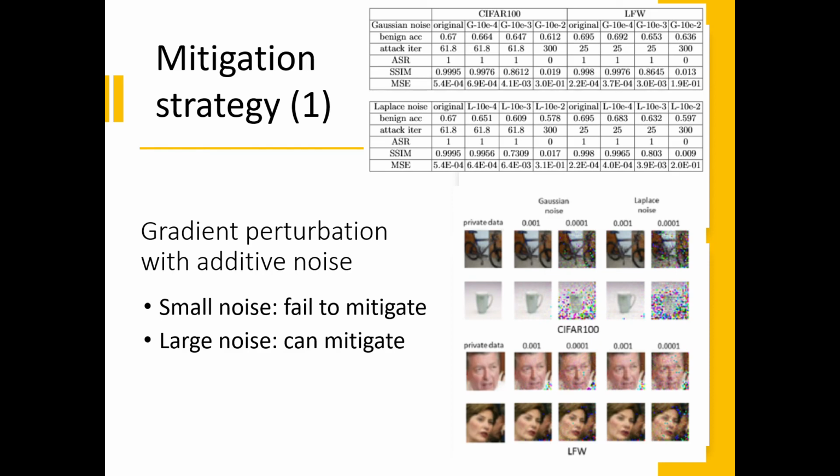As the last part, I will talk about the mitigation strategies. The first method is gradient perturbation. We can see that the client privacy leakage attack is largely mitigated if we add a sufficiently large Gaussian noise or Laplacian noise. Of course, such a large noise would cause some accuracy loss.